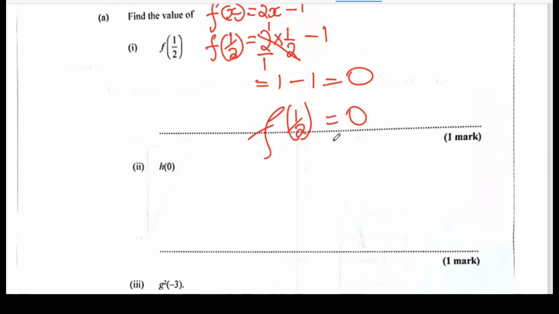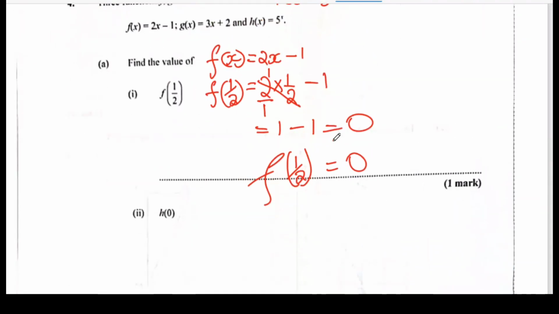H of x is needed to work out h of 0. So h of x is 5 raised to the x. So if I want h of 0, then it's going to be 5 raised to the power of 0. And in indices, anything raised to the power of 0 is 1.